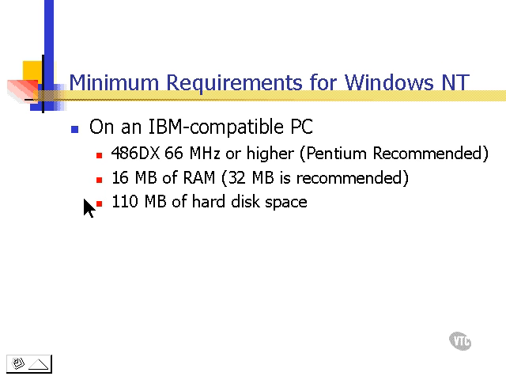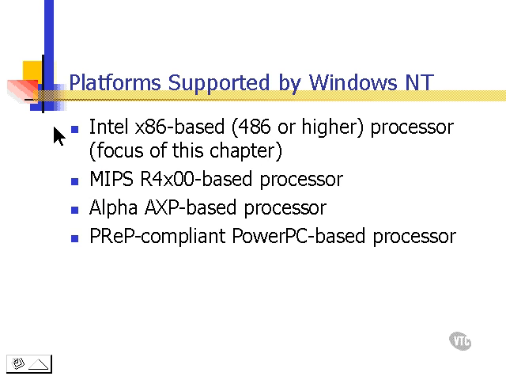And of course, if we install Windows NT on a good computer with a Pentium chip and plenty of RAM and plenty of hard disk space, we're going to get the performance out of it that we expect. Now, Windows NT is flexible in some ways and very inflexible in other ways. One way that Windows NT is flexible is that it will work on more than one platform. Windows NT will, of course, work on the Intel platform, which is the focus of this chapter, but it will also work on a MIPS platform, an Alpha platform, and a PowerPC-based platform. So it's very flexible in that regard.